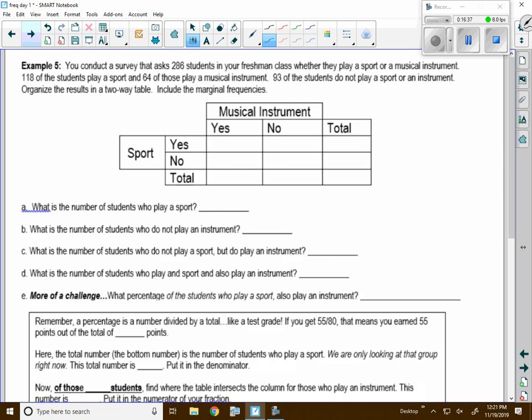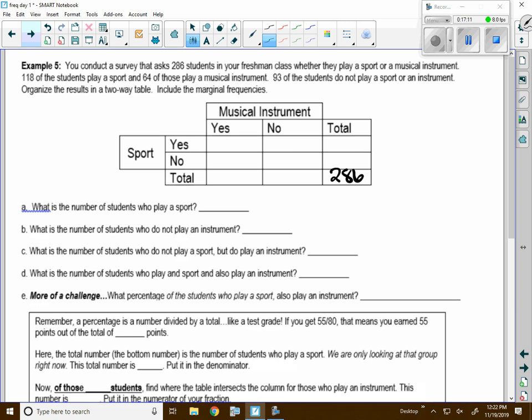This one is a little bit more difficult in terms of we have to read and we have to fill in the table based on a paragraph. All right, so we conduct a survey that asks 286 students. Where does 286 go in my table? Bottom right, that is the total, 286. Okay, and we are surveying them whether they play a sport or a musical instrument.